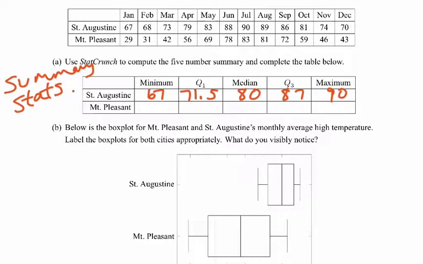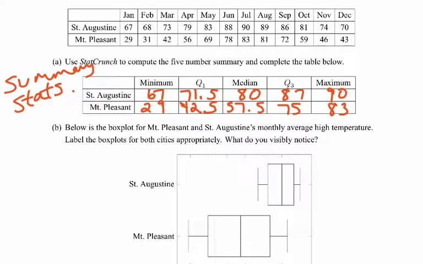And then for Mount Pleasant, the minimum is going to be 29. The Q1, and by the way, StatCrunch is going to calculate these numbers for you. So this Q1, if you're wondering where I'm getting these numbers from, they're not in the table. StatCrunch would give those to me. So it's actually calculating the first quartile at 42.5. The median at 57.5. Q3, it's going to calculate at 75. And then the maximum is 83.